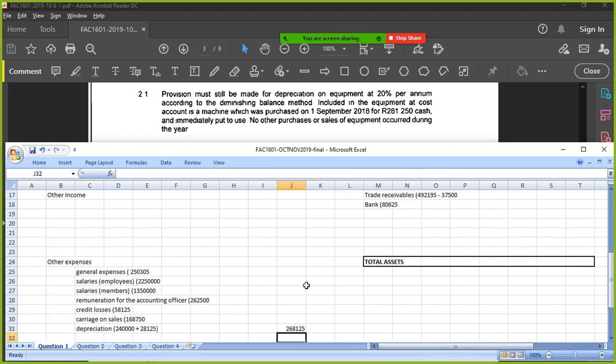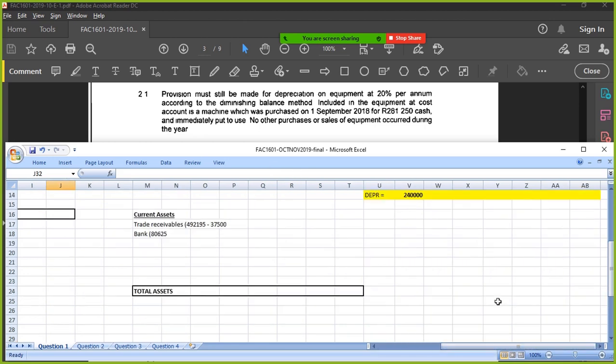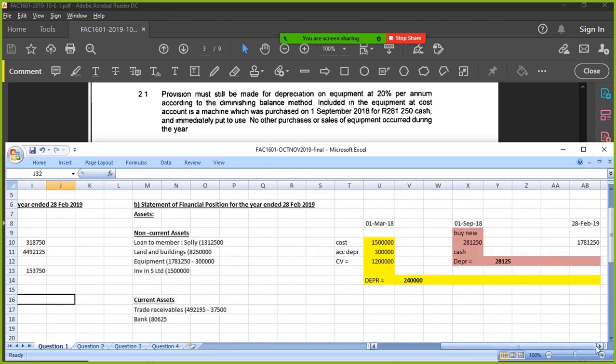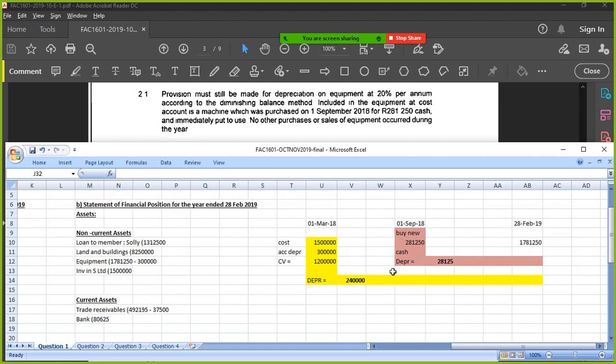Okay, did you get the same thing? What did you get? I got 268,125. I got 269,325. Okay, did your diagram look the same? Yes. Was there a problem with the working?